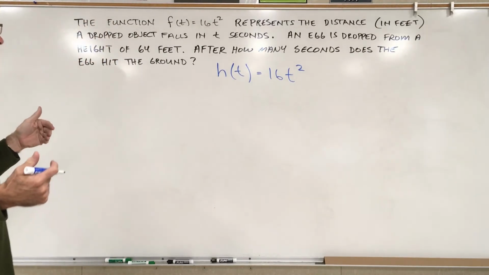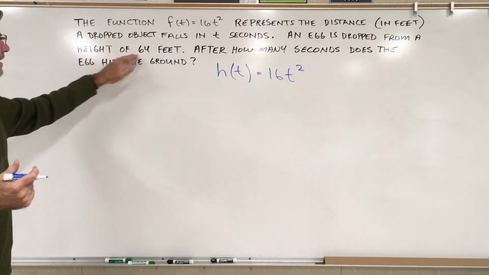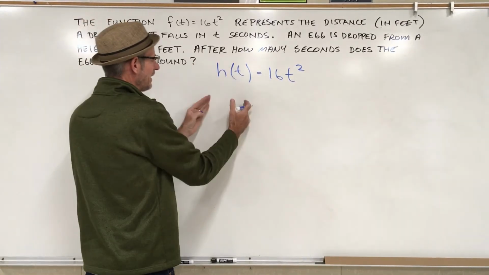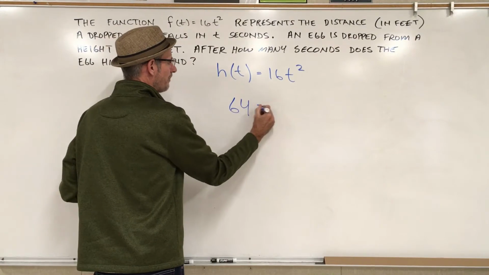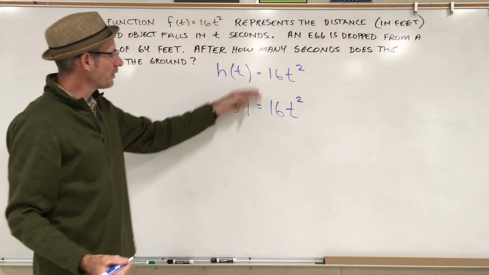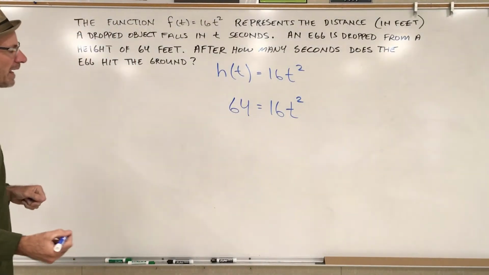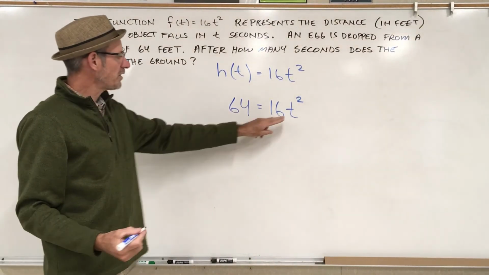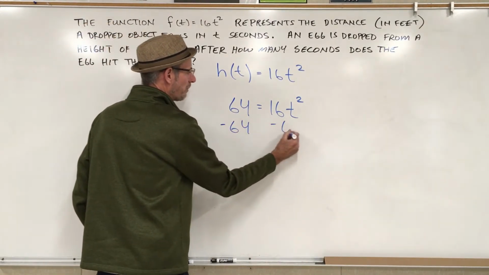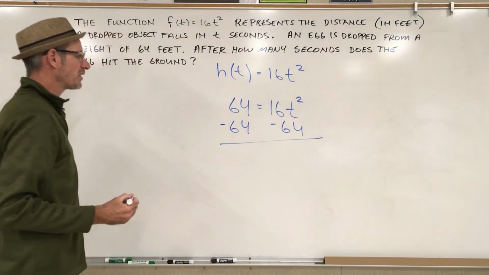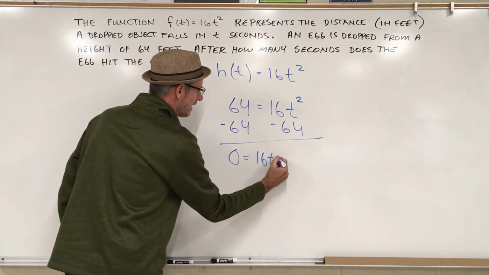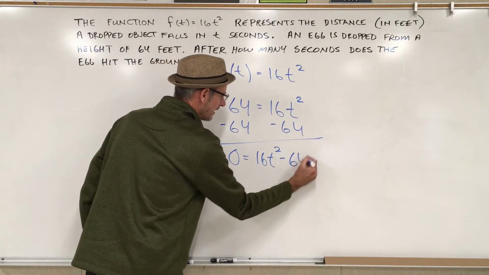Now in our problem, what is the height? Well, our egg is dropped from a height of 64 feet. So the height is 64 feet. So we have 64 equals 16t squared. This is a quadratic function because of the t squared. So I'm going to subtract 64 from both sides. And I'm going to put this function in standard form. So I have 0 equals 16t squared minus 64.